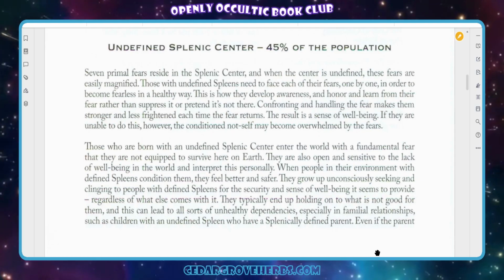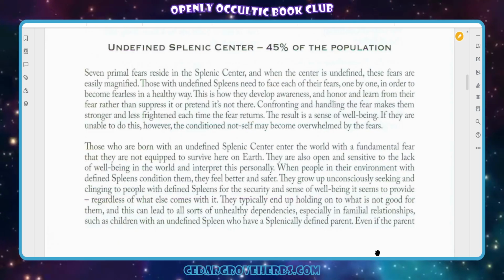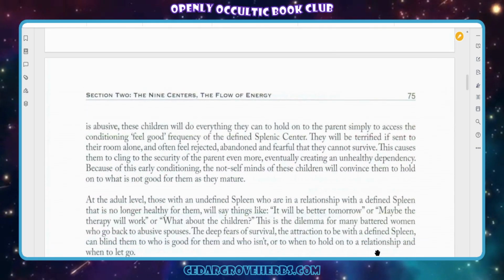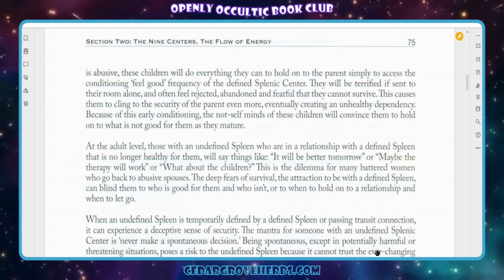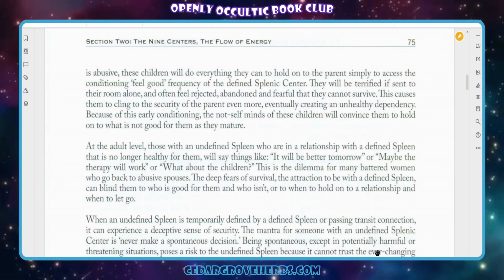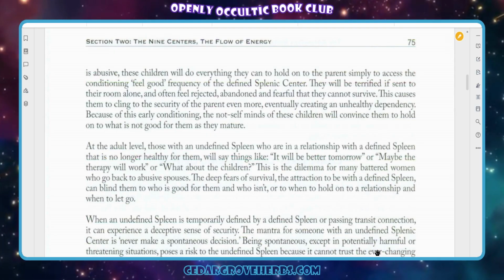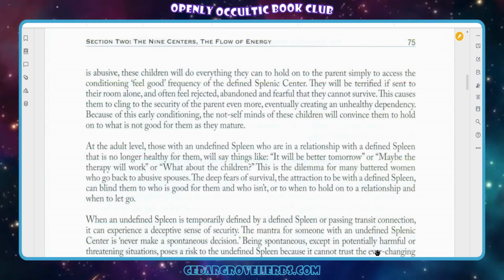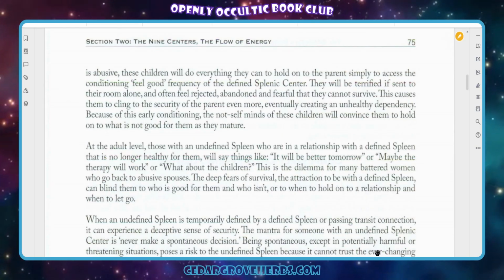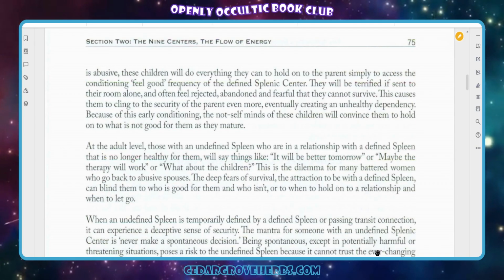They typically end up holding on to what is not good for them, and this can lead to all sorts of unhealthy dependencies, especially in familial relationships, such as children with an undefined spleen who have a spleenically defined parent. Even if the parent is abusive, these children will do everything they can to hold on to the parent simply to access the conditioning feel good frequency of the defined splenic center. They'll be terrified if sent to their room alone, and often feel rejected, abandoned, and fearful that they cannot survive. This causes them to cling to the security of the parent even more, eventually creating an unhealthy dependency. Because of this early conditioning, the not self minds of these children will convince them to hold on to what is not good for them as they mature.